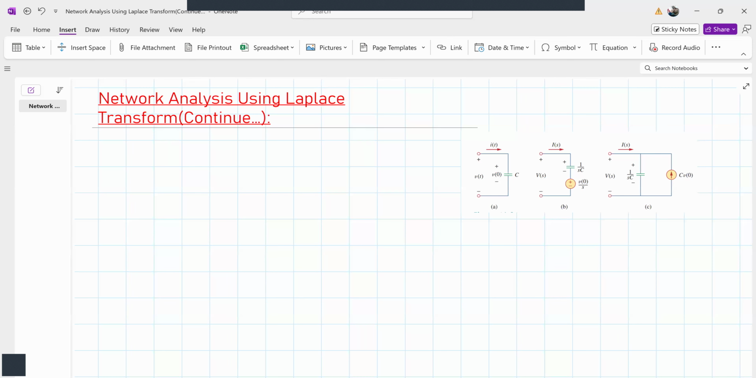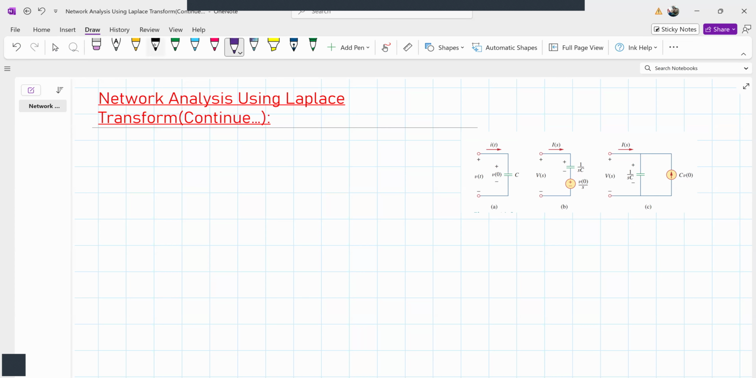Let's consider one more problem. This is an example from Alexander Sadiku's book, example 16.2. Okay, let me draw the circuit first.